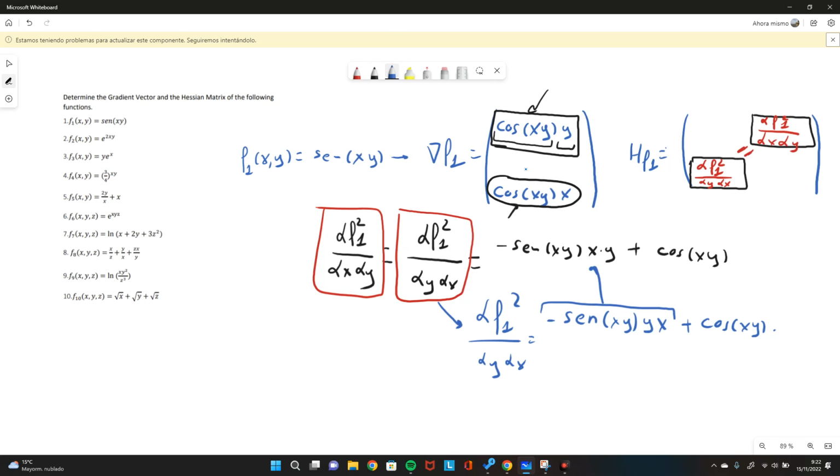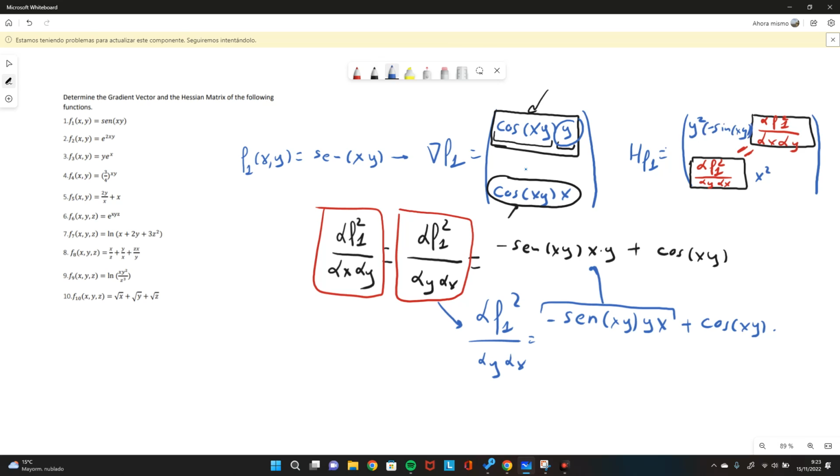In this case, if we perform the derivation with respect to x, we have a constant here, which is y, so we have the same as before. But this time y is going to come out again, multiplying everything, so it's going to be y squared times minus sine of xy, and here it is going to be x squared times minus sine of xy.